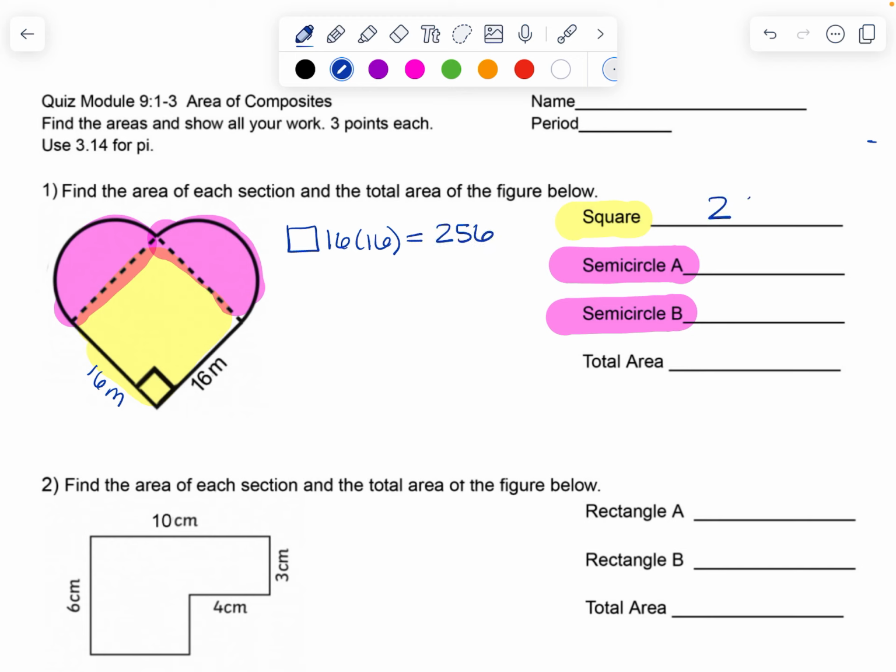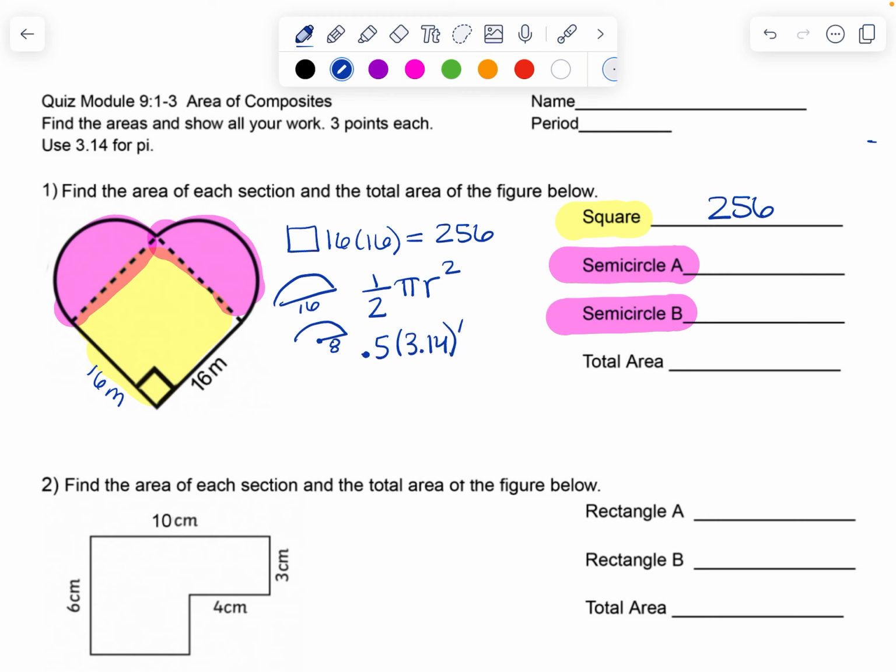And then for a semicircle, we know since all the way across is 16, that halfway across, or the radius, is 8. And the area of a circle is pi r squared, so the area of a semicircle, which is half of a circle, is half of pi r squared. So in my calculator, I'll do 0.5 times pi, which is 3.14, times the radius, which is 8 squared.